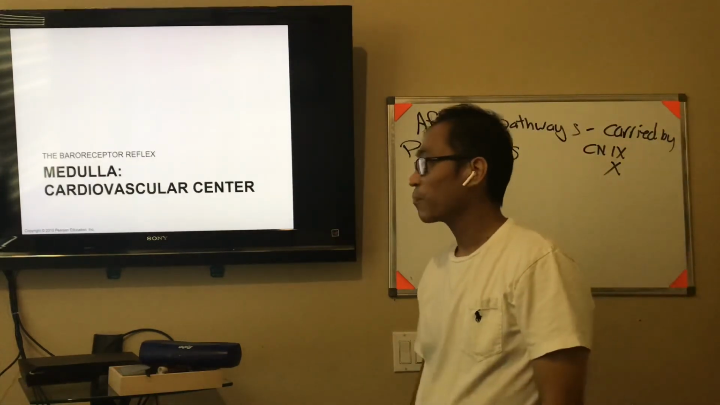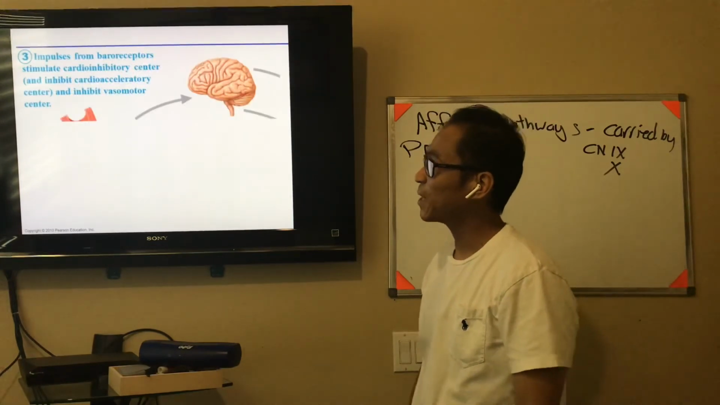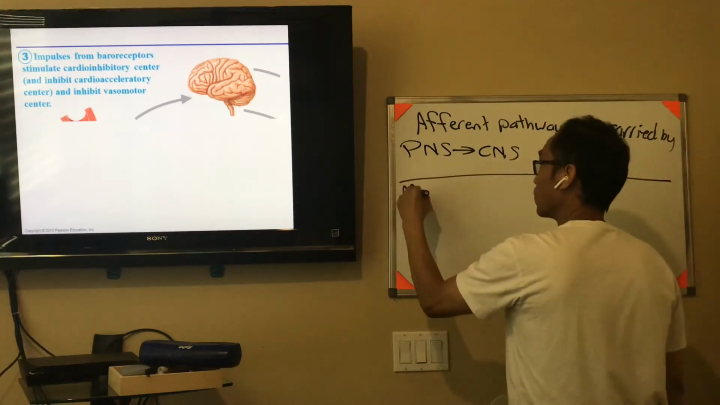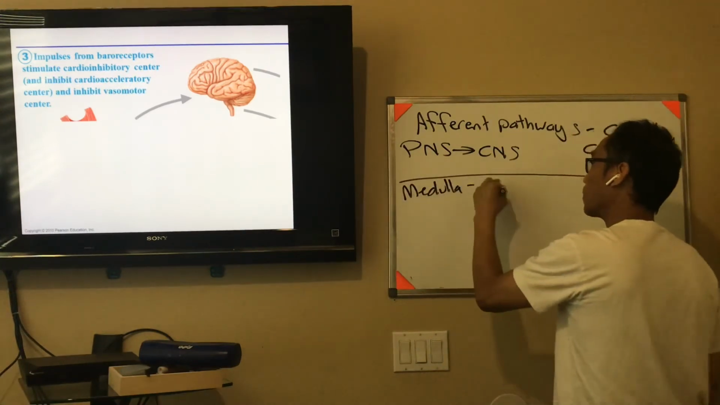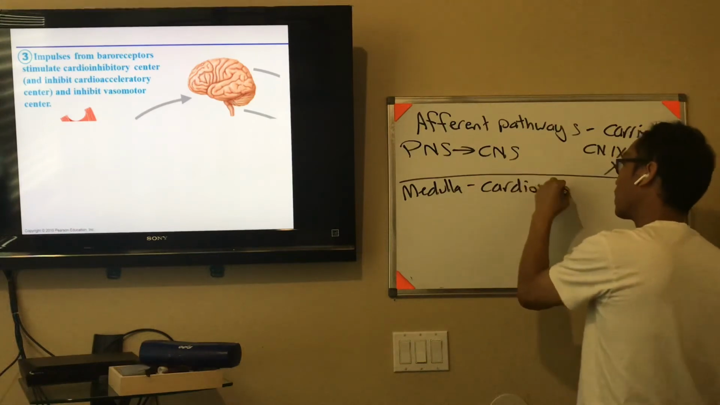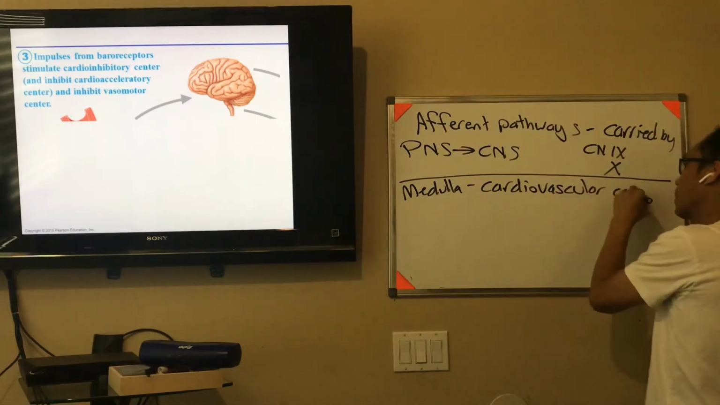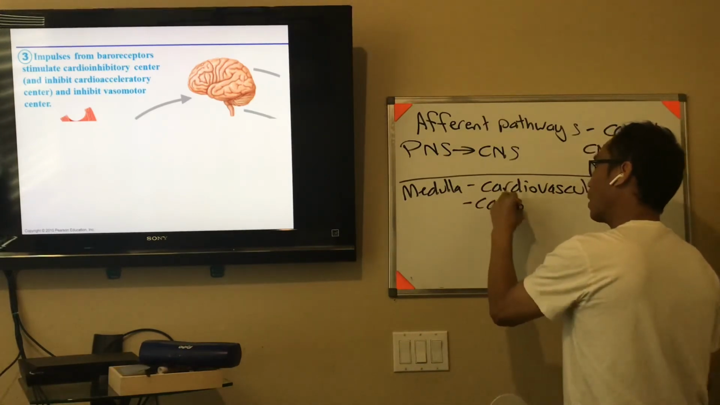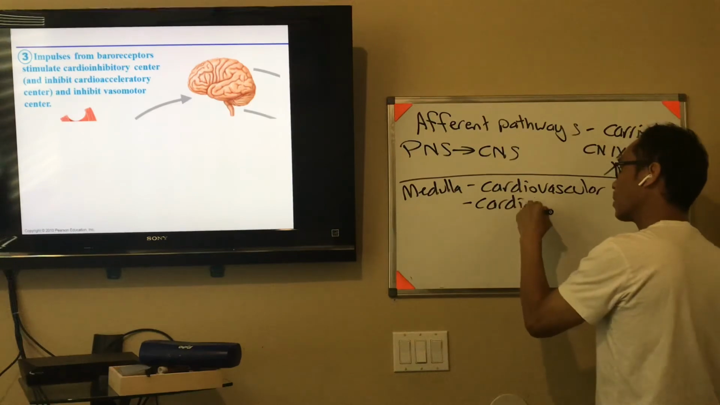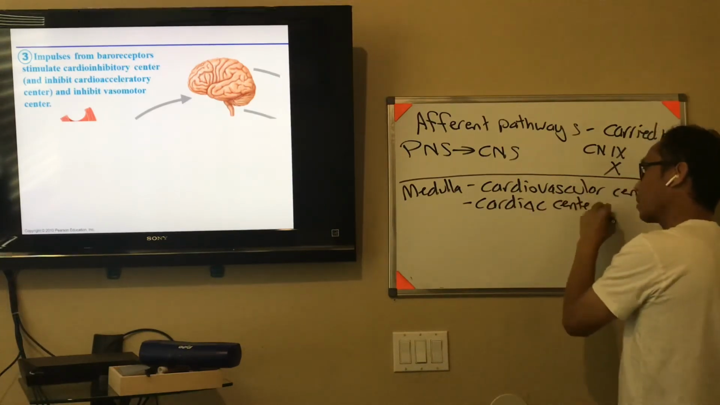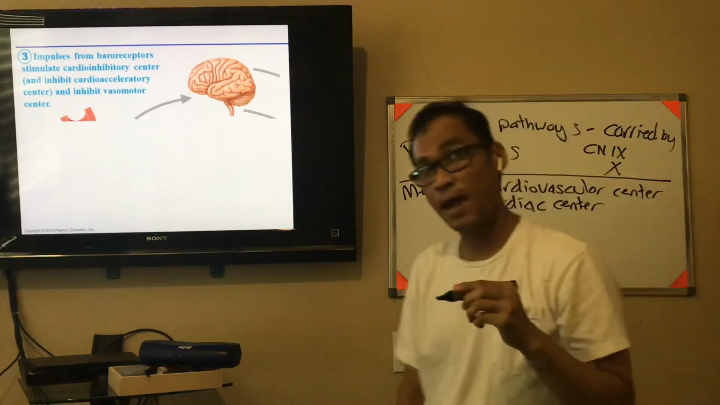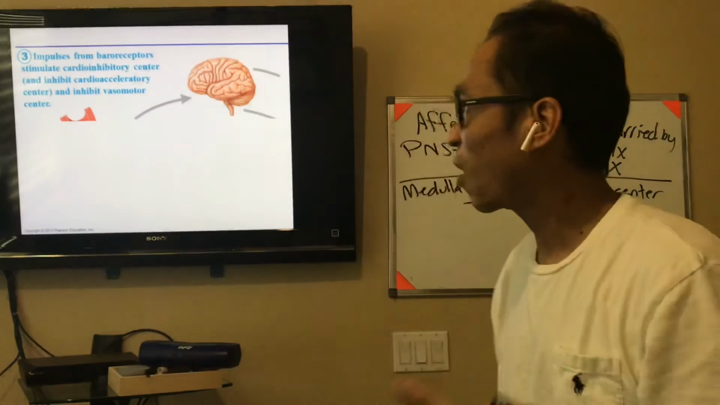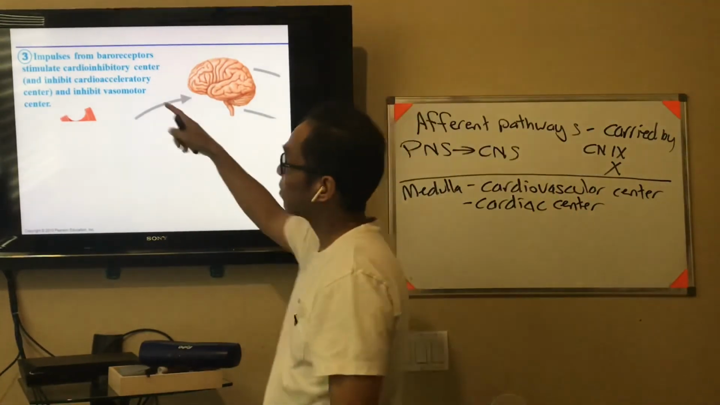So in the medulla, there's something called the cardiovascular center. So there's a few centers we'll talk about. There's a cardiac center, and there's two subcenters within that. There is the cardio-acceleratory center and the cardio-inhibitory center. They're listed right there.